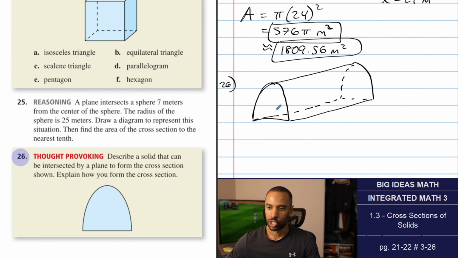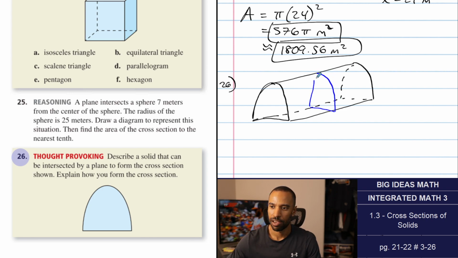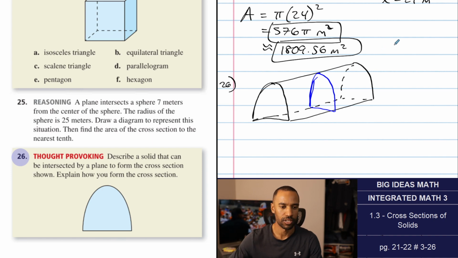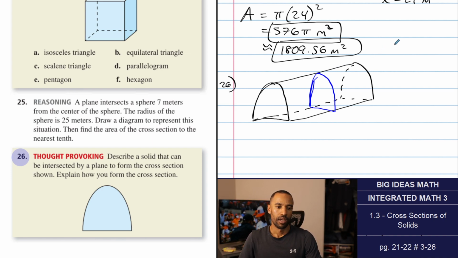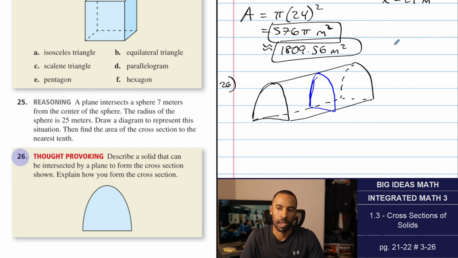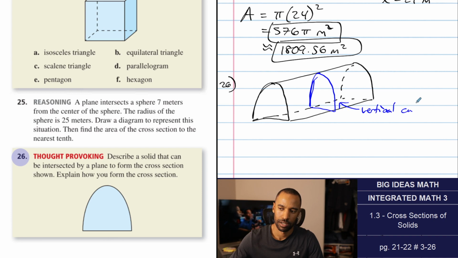So my cross section would be cutting right through this part right there. So there's one version of it. It's not exactly a semi-cylinder, but there's one area. That's a vertical cut.